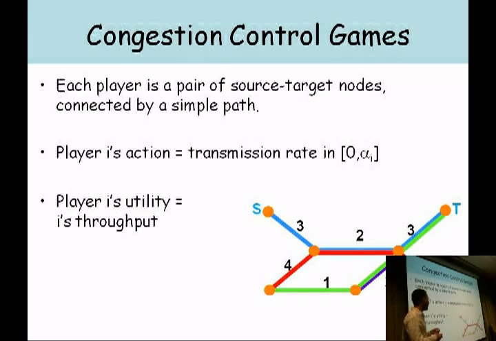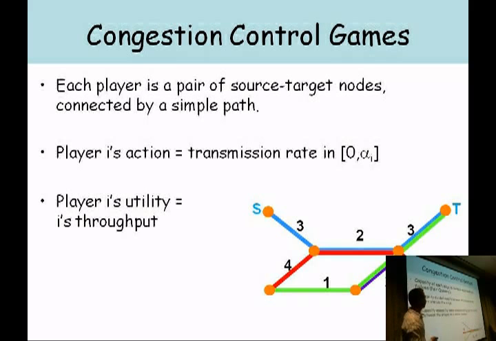Player i's action is a choice of transmission rate in some interval between 0 and a maximum transmission rate for that player. And his utility is his throughput. By throughput, I mean the amount of traffic that it manages to send across the network from its source to its target. To fully specify the game, I need to explain how the throughput is calculated, because it could be that we're all sending more than the capacity. So we have to somehow distribute the capacities between us.